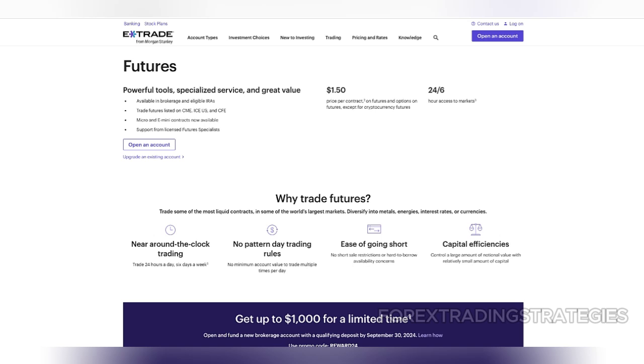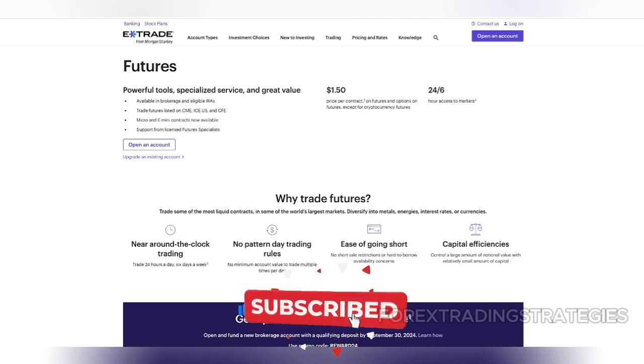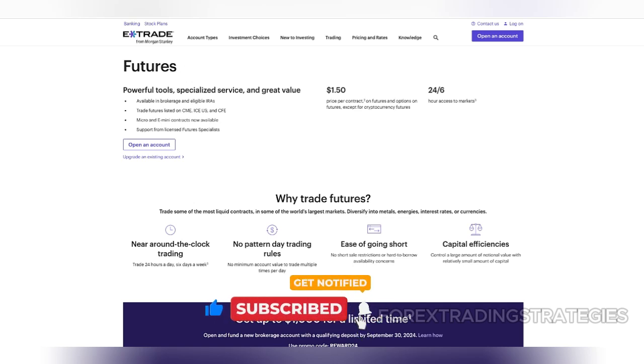First, futures contracts are agreements to buy or sell a specific asset at a predetermined price on a future date. This means that investors can speculate on price movements without owning the underlying asset. Second, futures trading is highly leveraged, meaning that investors can control a large position with a relatively small amount of capital. This can amplify both gains and losses.